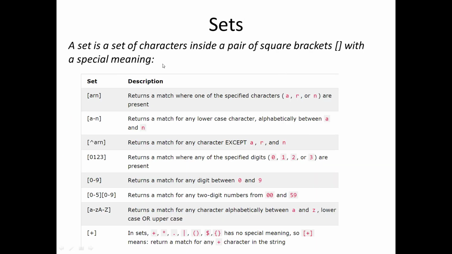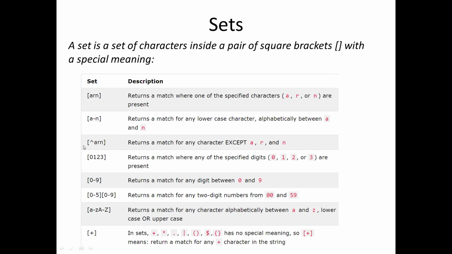Another concept I want to call your attention to is the concept of sets. A set is a set of special characters inside a bracket, and when these characters are inside of a bracket, they have a special meaning. So if we have ARN inside of brackets, it returns a match where one of these characters is present. It could be A, R, or N. If we have A through N, it returns a match for any lowercase character between A and N.